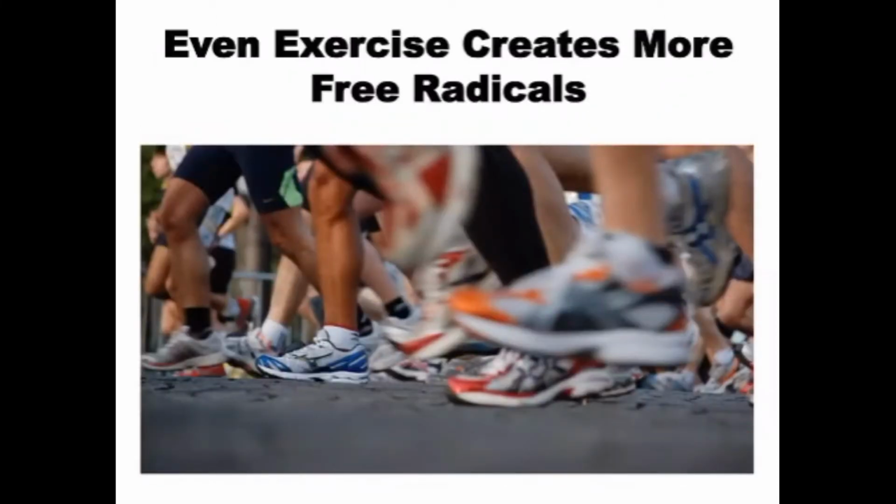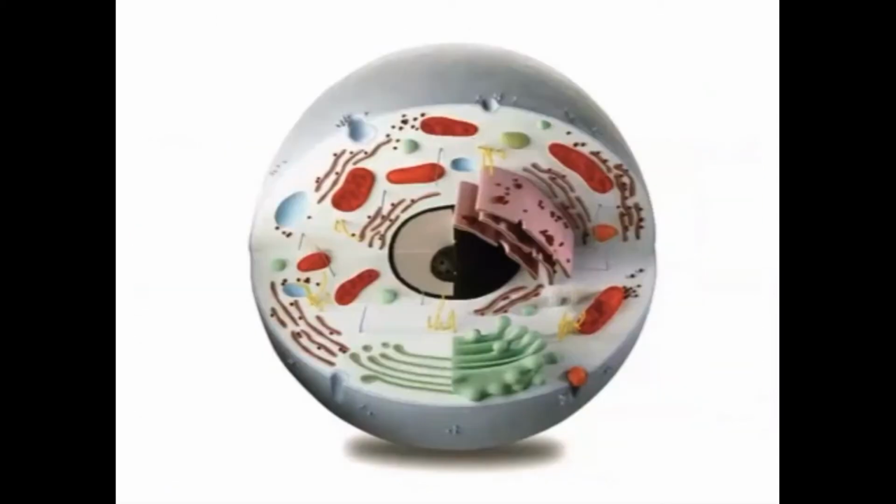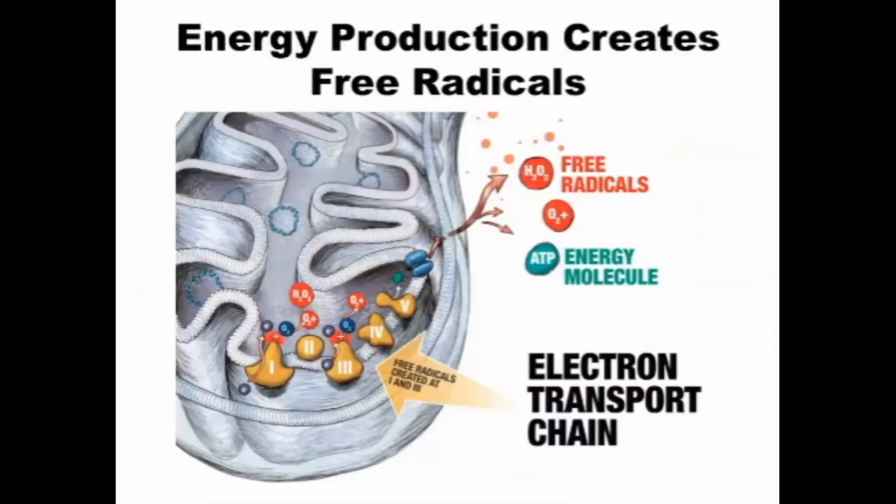And I want you to remember that even healthy things like exercise create more free radicals. And here's a cutaway of the cell, and all those little red parts in the cell are mitochondria. And inside the mitochondria is where we produce energy. And so for every single molecule of energy, or ATP, that's created, we produce 2 pretty nasty free radicals in that process.